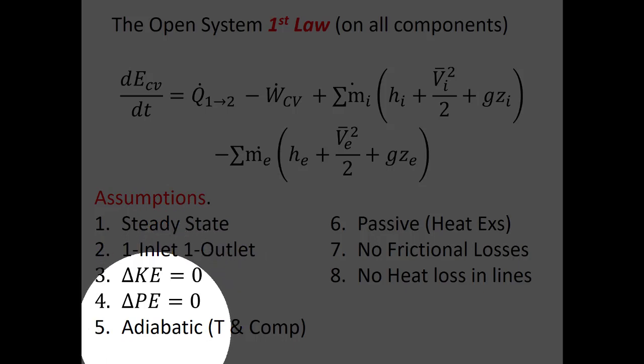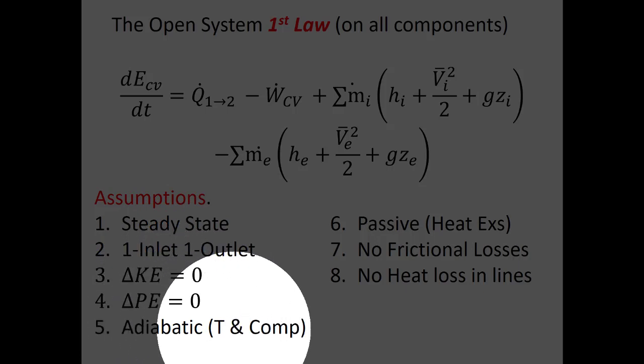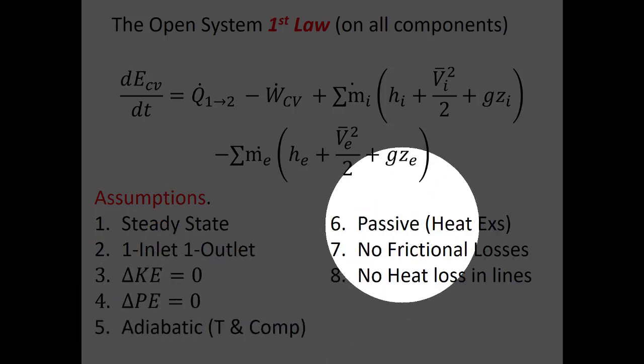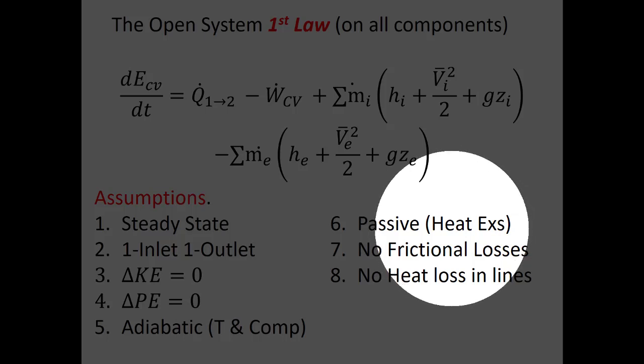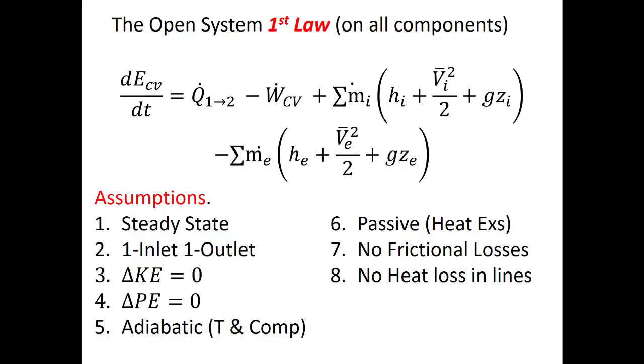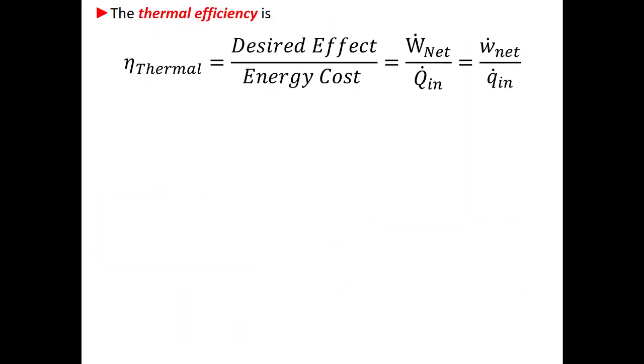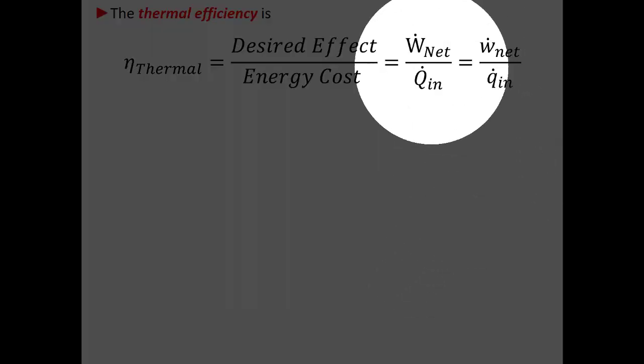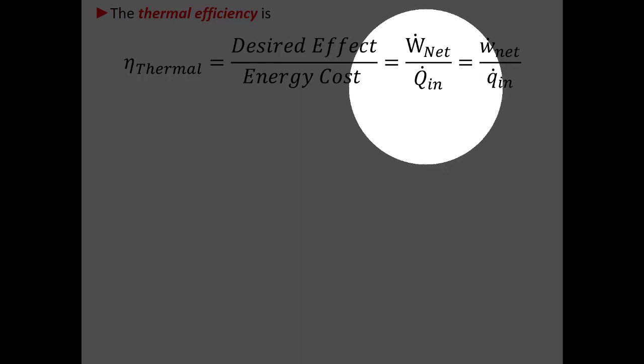We're going to say that they're adiabatic for turbines and compressors, that they're passive for heat exchangers, at least for the combustors and the intercoolers. There's no frictional losses and no heat losses. So our thermal efficiency is going to look like this. Our desired energy effect is going to be the net power, and the energy cost is going to be the heat in, because we've got to burn this natural gas.